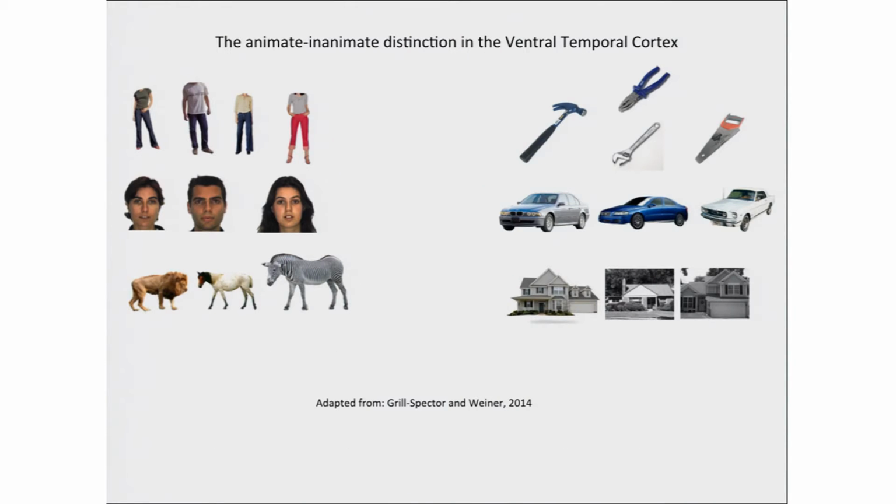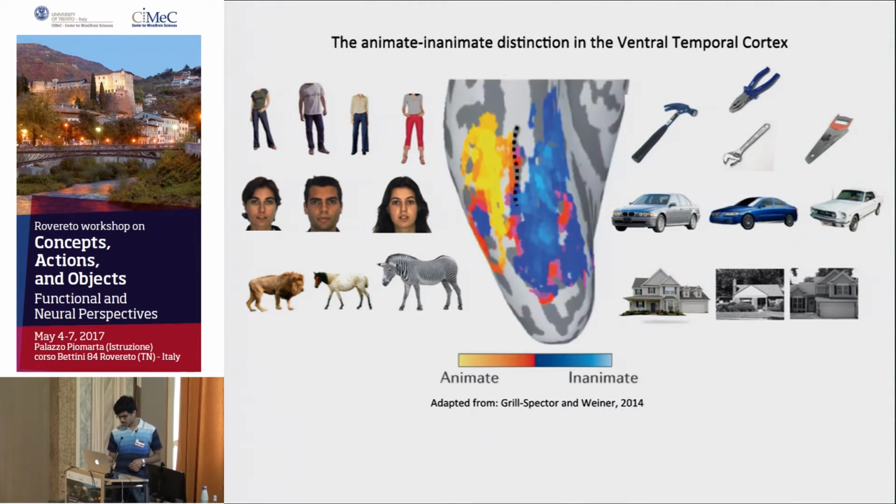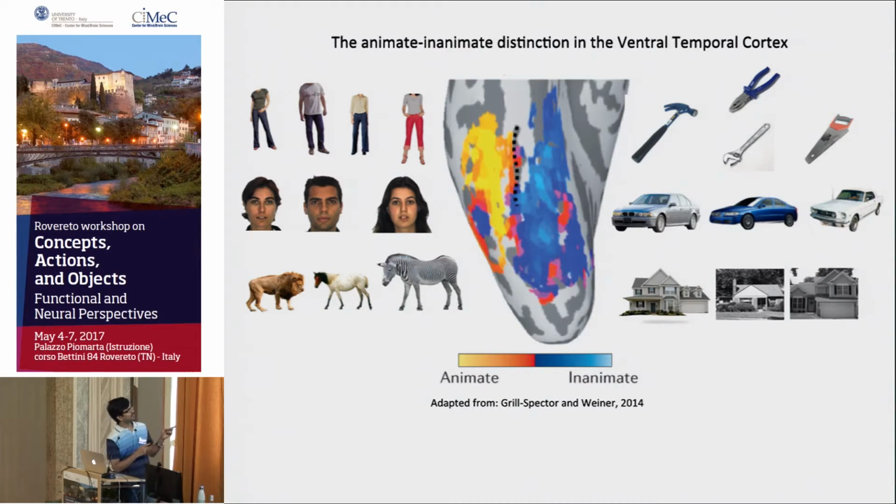The basic debate starts here. So if you show animate stimuli and inanimate stimuli to human subjects, what you find is in the ventral temporal cortex, you have distinct neural representations for these two categories. Now, one of the big questions is what drives this categorization? Is it some visual features? So if you can see, the animate stimuli have object parts like legs or bodies or eyes, which would assist you in distinguishing them from inanimate objects.